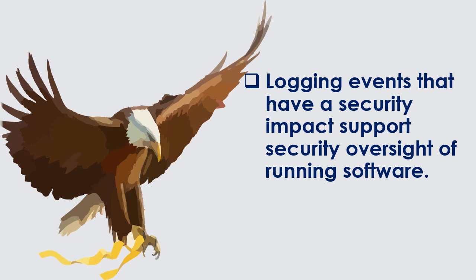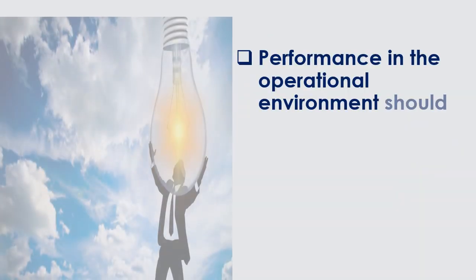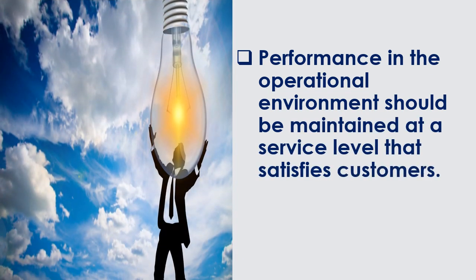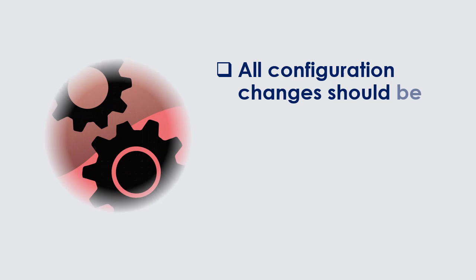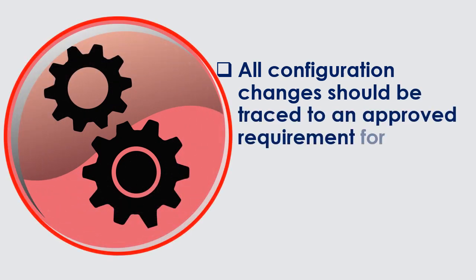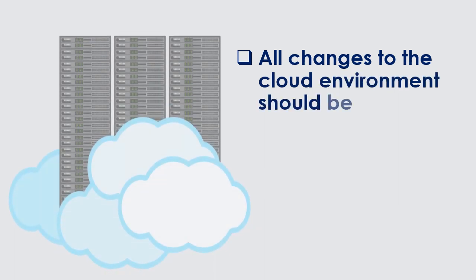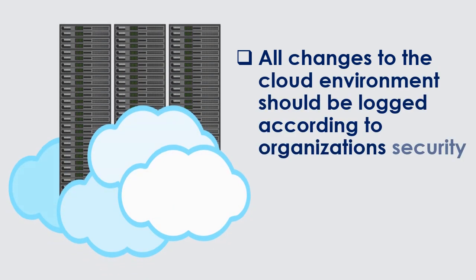An example of an event with a security impact is multiple login attempts, which may indicate unauthorized access attempts. Performance in the operational environment should be maintained at a service level that satisfies customers. All configuration changes should be traced to an approved requirement for the change. All changes to the cloud environment should be logged according to the organization's security requirements.